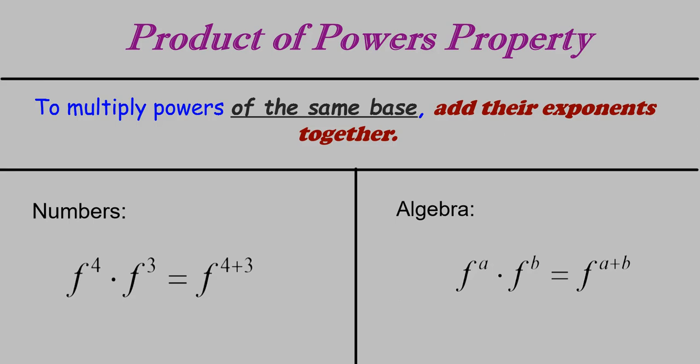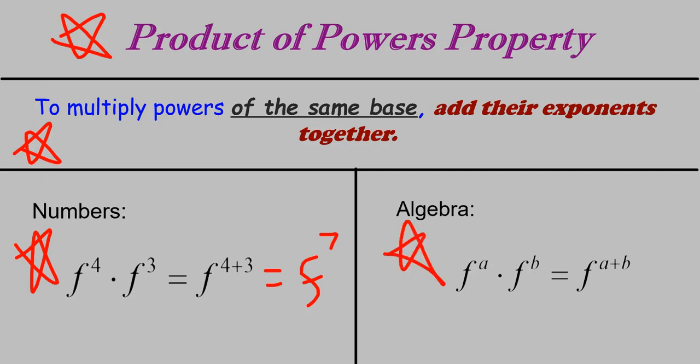And that is your simplified version. So go ahead, pause the video. I'm going to write down, this is called the product of powers property. The name of it, its definition, as well as the numbers and algebra forms of it. We'll talk a little bit about what those mean here in a second, and then we'll move on to what happens when we divide powers of the same base.